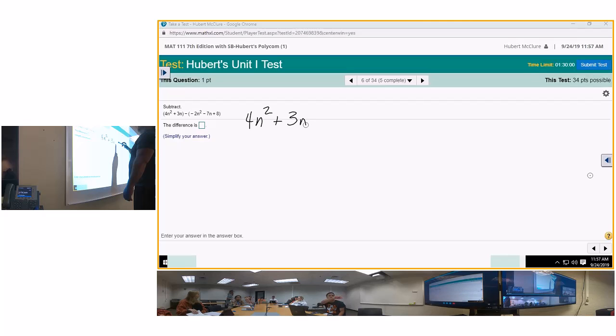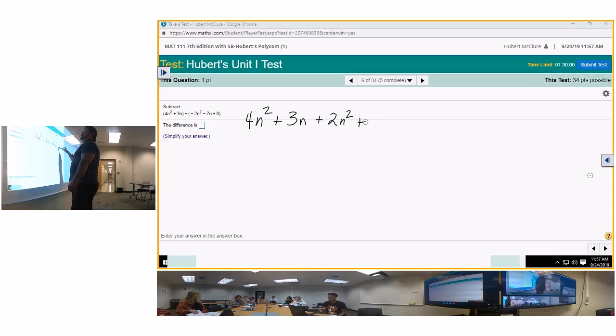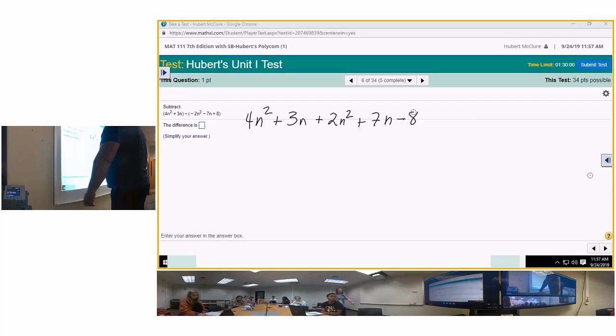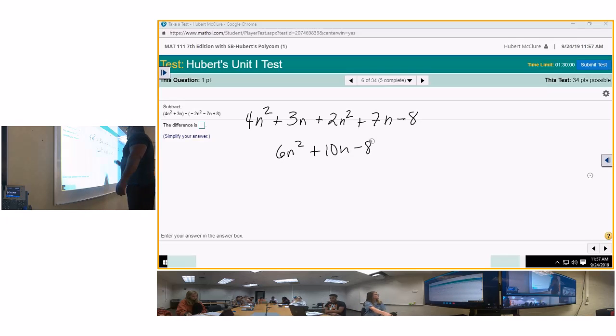Like switch it to 2n squared plus 7n minus 8. And what's 4n plus 2n? 6n squared. And then plus 10n. Y'all check my math. Okay.